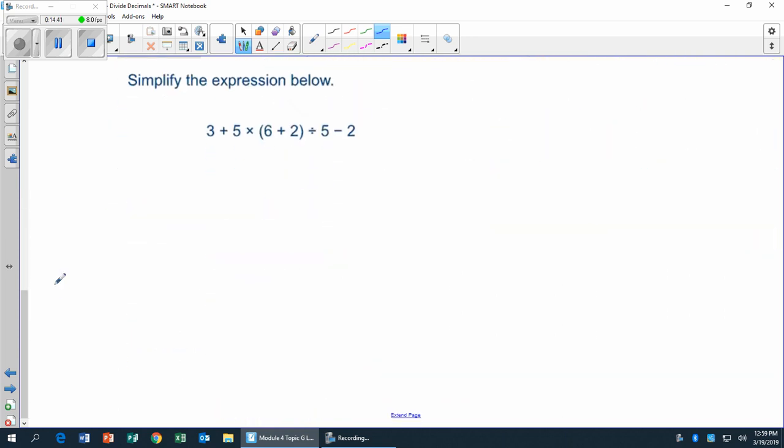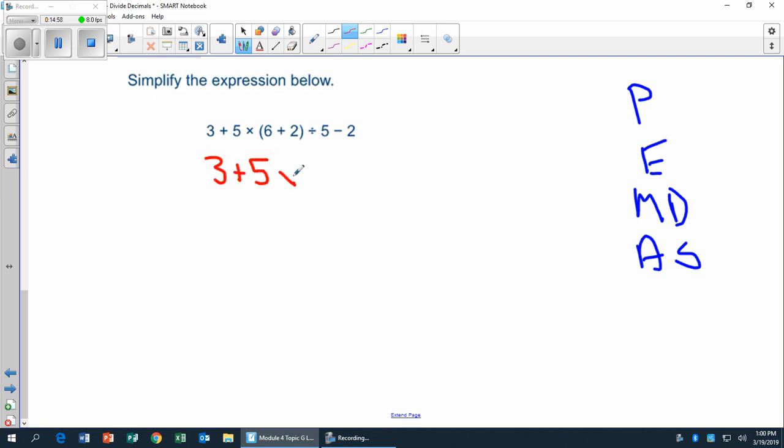Now we're doing some simplifying. When we go back to our PEMDAS, we're going to start with what's in parentheses and rewrite everything else. So this is in the parentheses, so we're going to get that answer first.